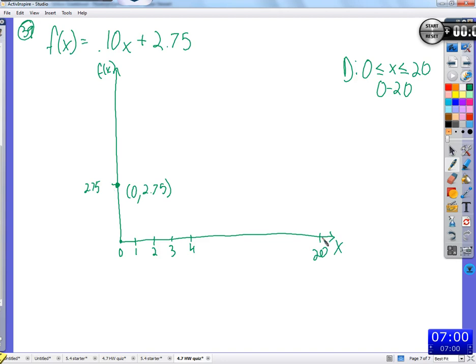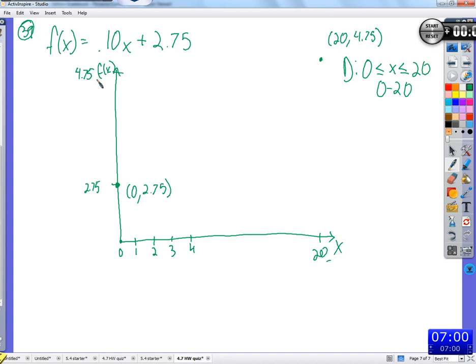How about if we go all the way to 2000? What's the cost of a movie ticket in 2000? Billy? $4.75. How'd you do that? I just took 0.10 times 20, and then plus 2.75. So just use the function, put the input in there, see what the output is. Yep. Okay, so there is 20, 4.75. Well, I have two data points here.